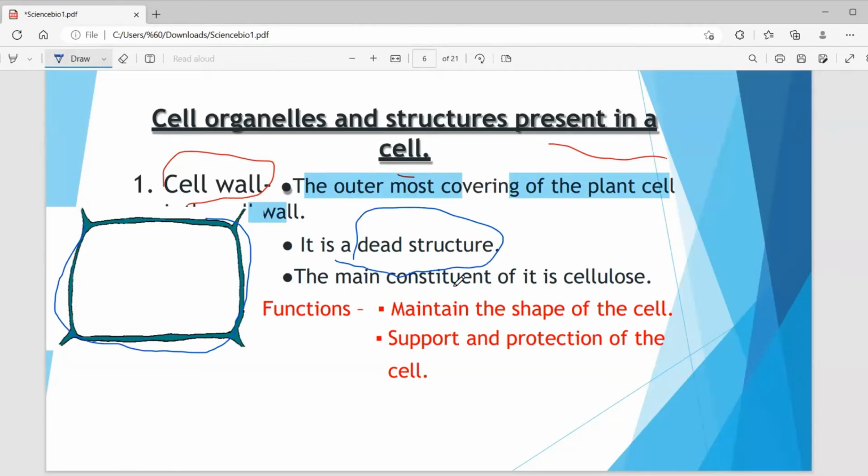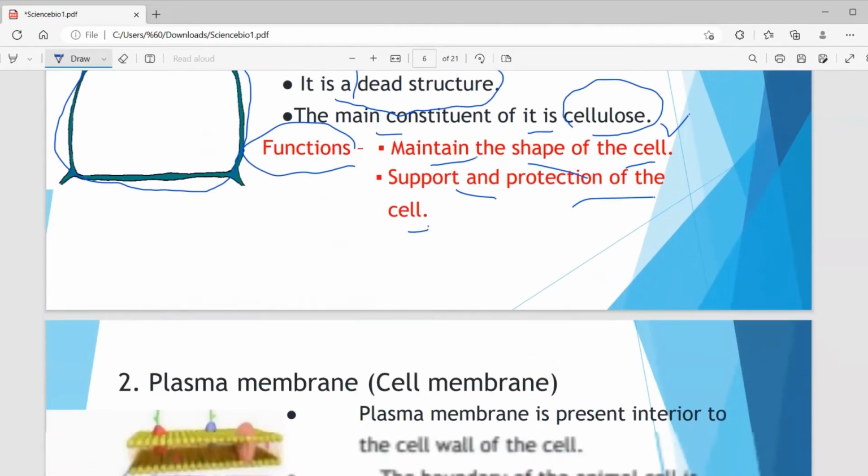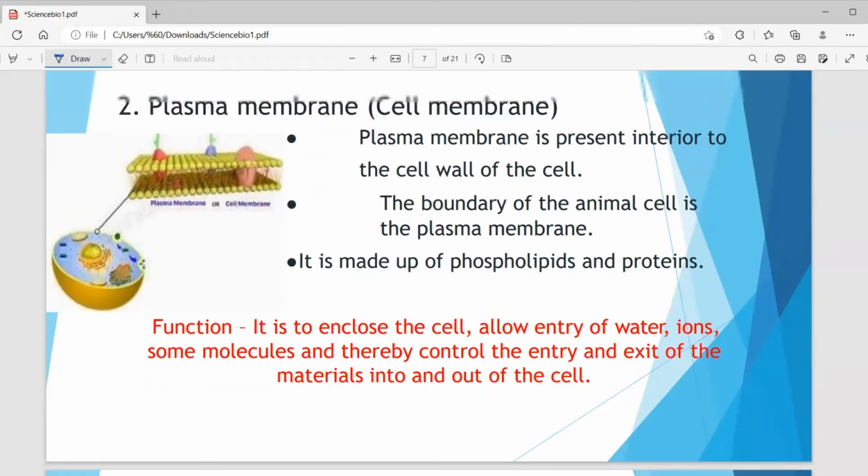Some kind of MCQ may be asked. The main constituent of it is cellulose, right? So that is very important. And the function is mainly to maintain the shape of a cell and provide support and protection of the cell. Because I will discuss the nitrogen cycle later on, and I will go to the biosphere. So you can stay from here.